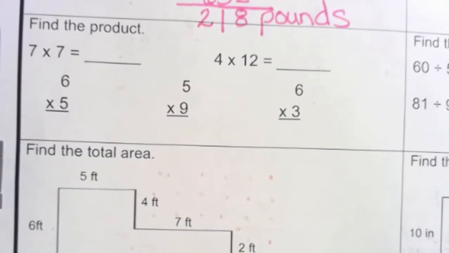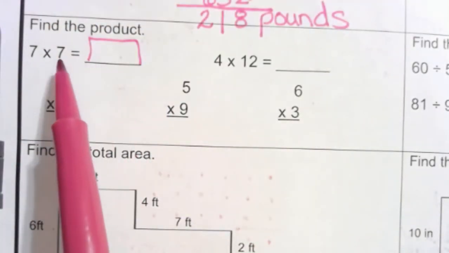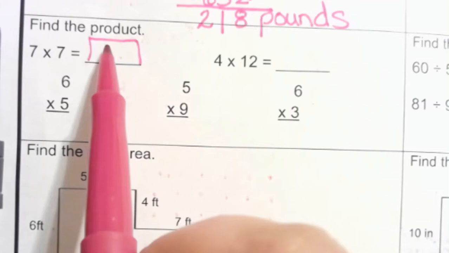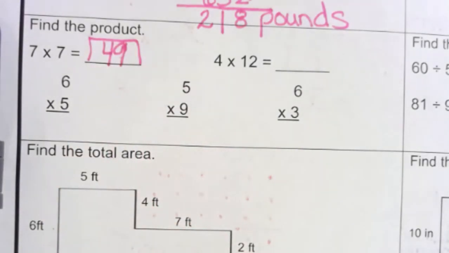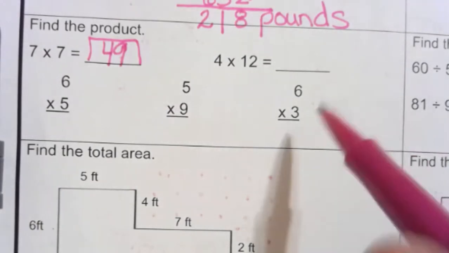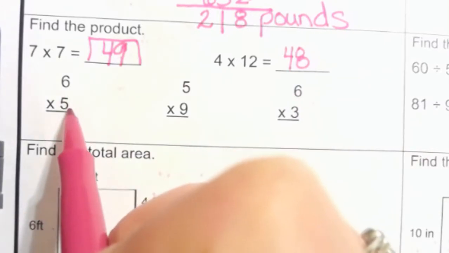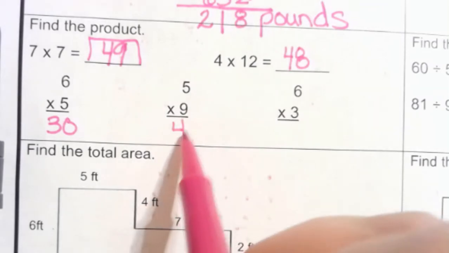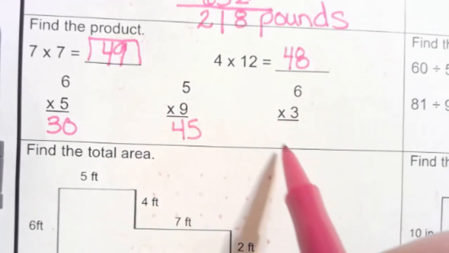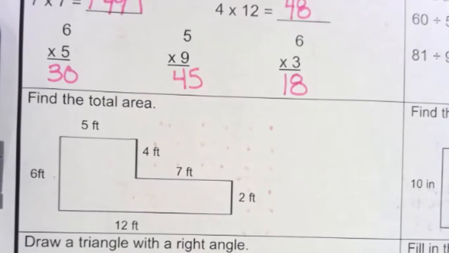Finding the product. There is a sports team that scores again. 7 points. 7.7 points for the win. Who scored again? The 49ers. 49ers scored again. 7.7 points for the win. 12 times 4 is 48. 6 times 5 is 30. 9 times 5 is 45. And 6 and 3 bought a new CD with 18 rockin' songs.